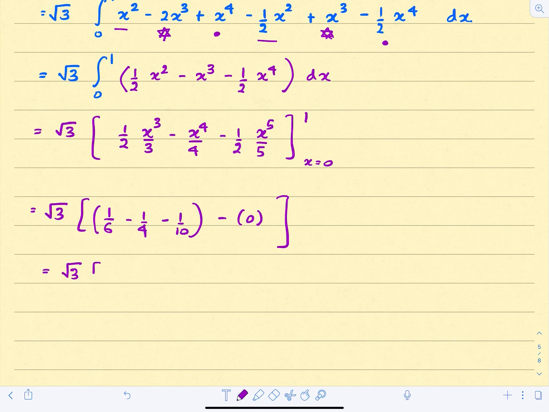root 3 times 1/6 minus 1/4 plus 1/10. This is the value of the surface integral.